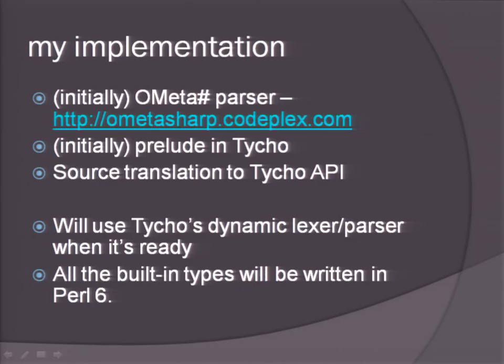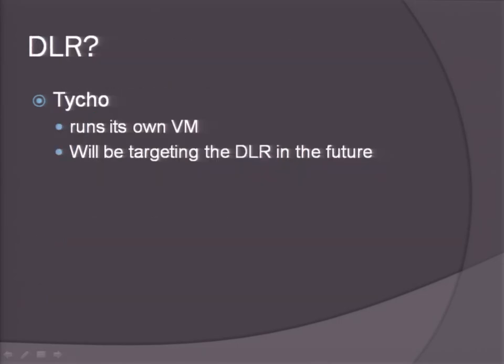And I found it very well done. I've been very pleased with that. I've tried several other implementations of PEGs, or parser generators, and this one I found to be quite good. The Prelude is written in Tycho language, and it does just plain old naive, like I said, source translation to Tycho code against the Tycho API. But I'm going to switch it to use Tycho's dynamic lexer and parser when it's ready. And you'll hear about that in a second, hopefully. And of course, the built-in types are going to be written in Perl 6 as well.